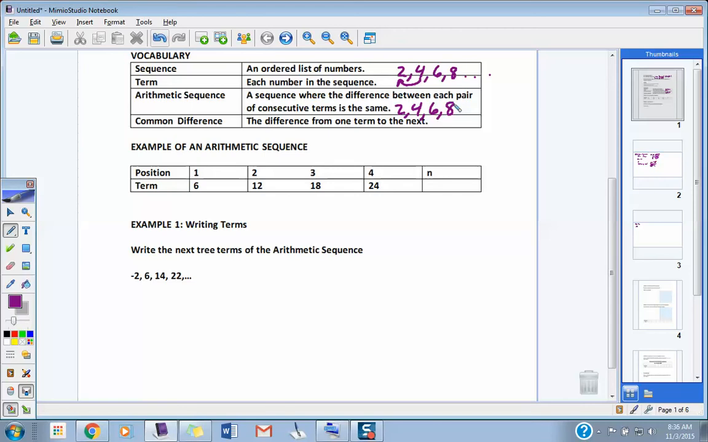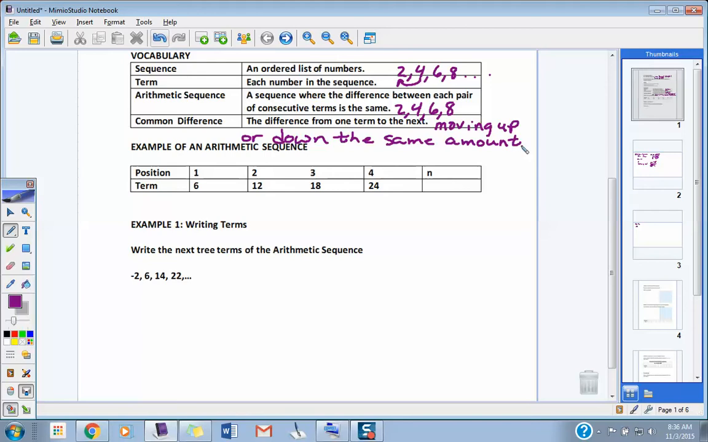I think the best way to do it would be to write it this way: moving up or down the same amount. Moving up or down the same amount. That's all a common difference is. Okay? So take a look at the example of the arithmetic sequence I have down here.